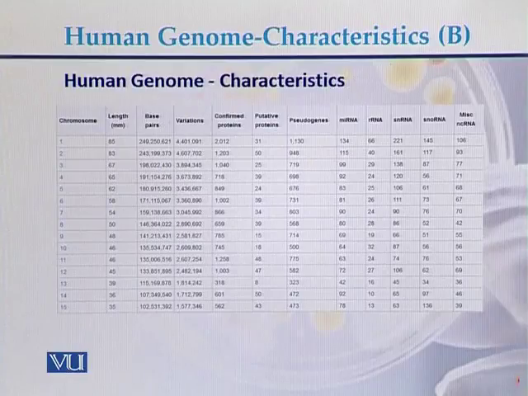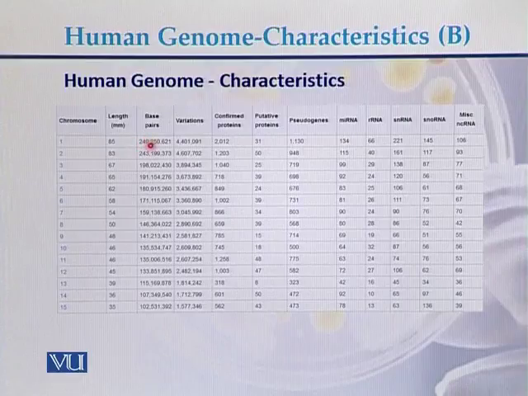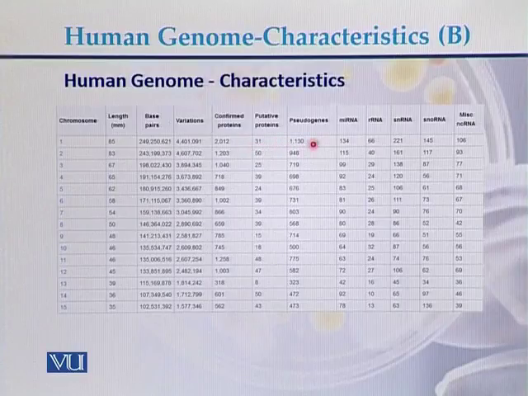In this diagram, we can see the detail of all the chromosomes of human genome, chromosome 1 till chromosome 15: length of the chromosomes, base pair of the chromosomes, variations in the chromosomes, confirmed proteins that have been identified on the chromosomes, putative proteins, pseudogenes, miRNA, rRNA, snRNA, snoRNA, and miscellaneous non-coding RNA. So this is the detail of chromosome 1 till chromosome 15 of the human genome.